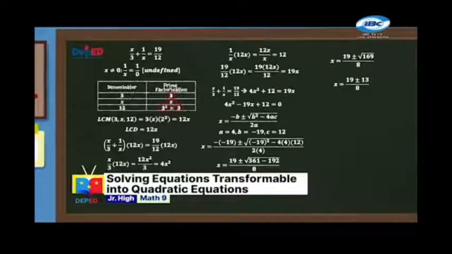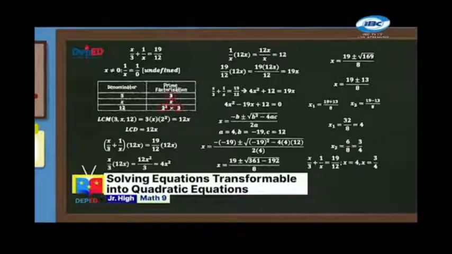We now split the equation into 2. x sub 1 equals 19 plus 13 all over 8. x sub 2 equals 19 minus 13 all over 8. x sub 1 must be equal to 32 over 8, which can be simplified as 4. x sub 2 must be equal to 6 over 8, or the fraction 3/4 when reduced to lowest terms.